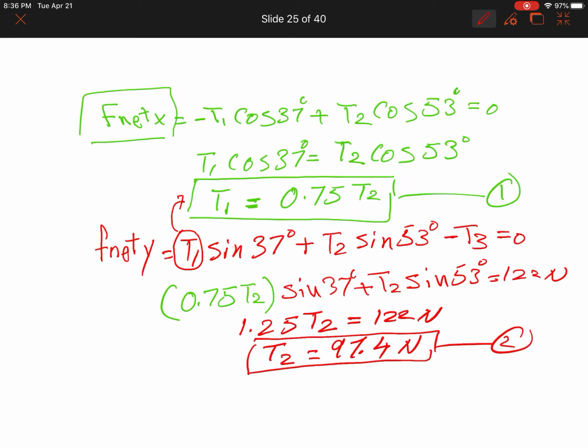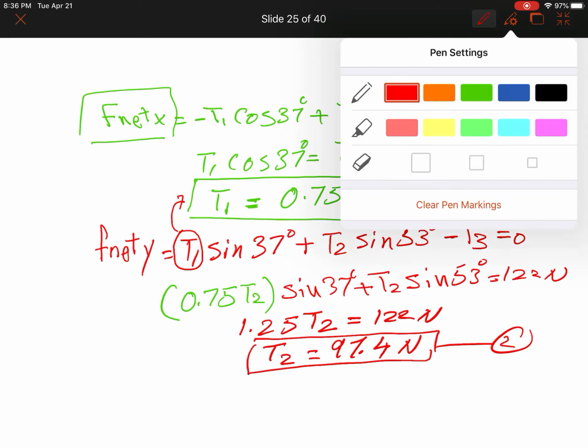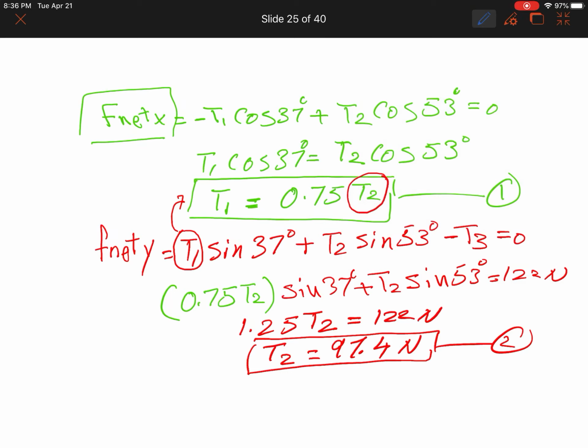Alright, so for our final equation, is it possible to take equation 2 and substitute it into equation 1? Our final equation for this case will be T1 equals 0.75, substituting T2, which is 97.4 Newton. So that leads to 73.4 Newton, and now I managed to find T1 and T2.